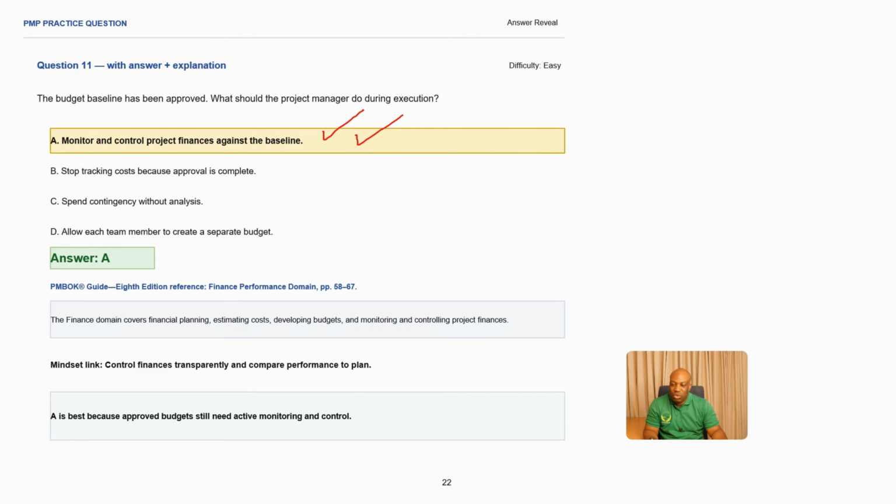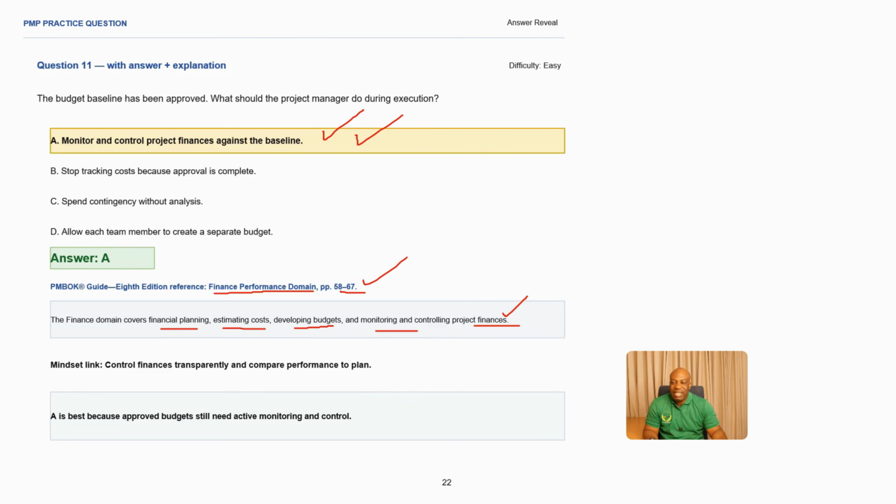Okay. So which domain are we covering? We are covering the finance and performance domain in PMBOK on page 58. Okay. So what does it say? The finance domain covers financial planning, estimating cost, developing budgets, monitoring, and also control of project finances. Okay, so this is what we are getting from our PMBOK.